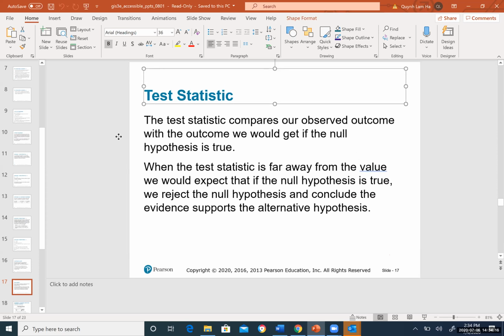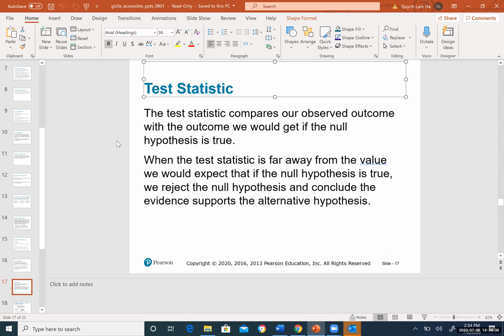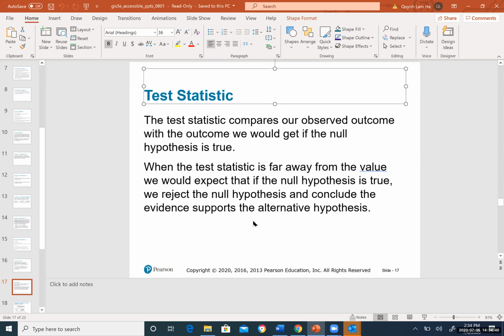Right here, I would like to continue talking about the test statistic. They said when the test statistic is far away from the value we would expect if the null hypothesis is true, we reject the null hypothesis and conclude the evidence supports the alternate hypothesis. So when you're testing with a z-value, that z-value will help you find the p-value, and from the p-value you can interpret more of this.